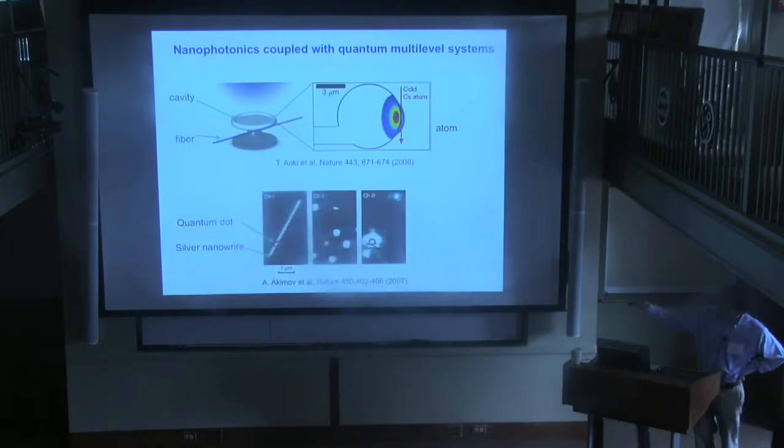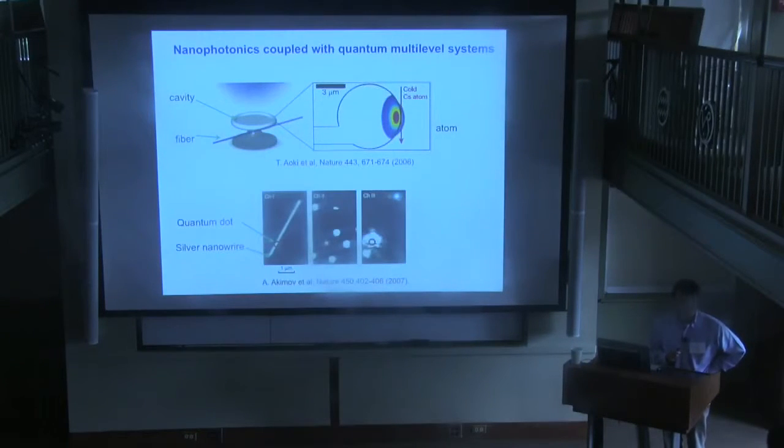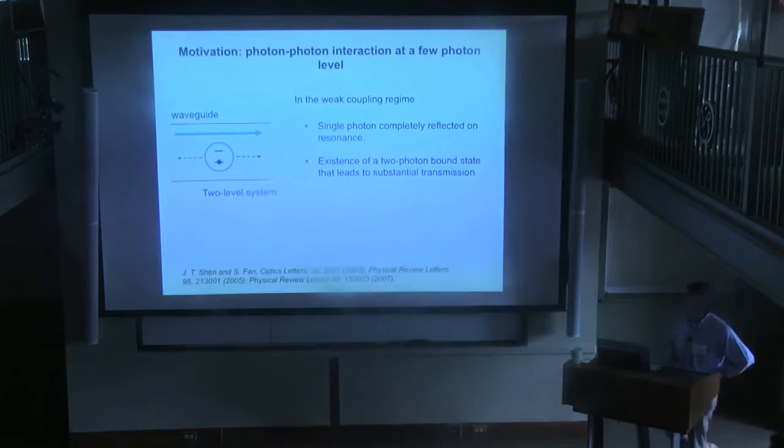Here is a work from Misha Lukin's group here at Harvard. What they did is they coupled a quantum dot to a plasmonic silver nanowire, and in this case, the silver nanowire is a one-dimensional system, and the quantum dot is a quantum emitter that again can potentially be used to influence few-photon transport inside these one-dimensional systems. So as you can hear from this workshop, there is really an enormous amount of experimental interest now in these one-dimensional systems.